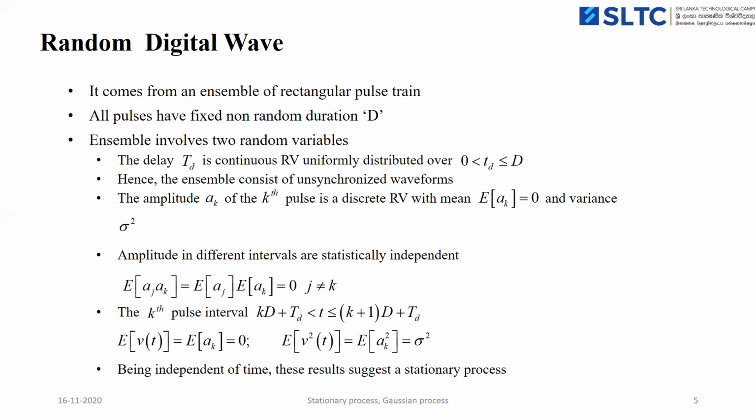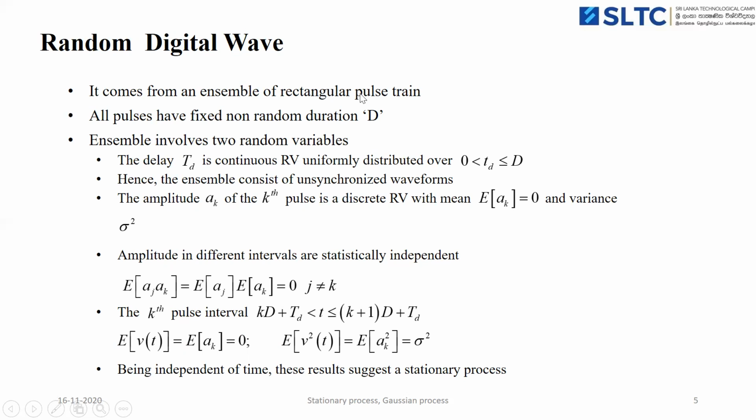Here capital D indicates the duration of the pulse. It is not random, it is a constant one. It's a fixed duration D. But that rectangular pulse train has two random variables. One is the delay. The delay TD is modeled as a continuous random variable, and it follows the uniform distribution over the interval 0 to D. That is the one random variable in this rectangular pulse train.